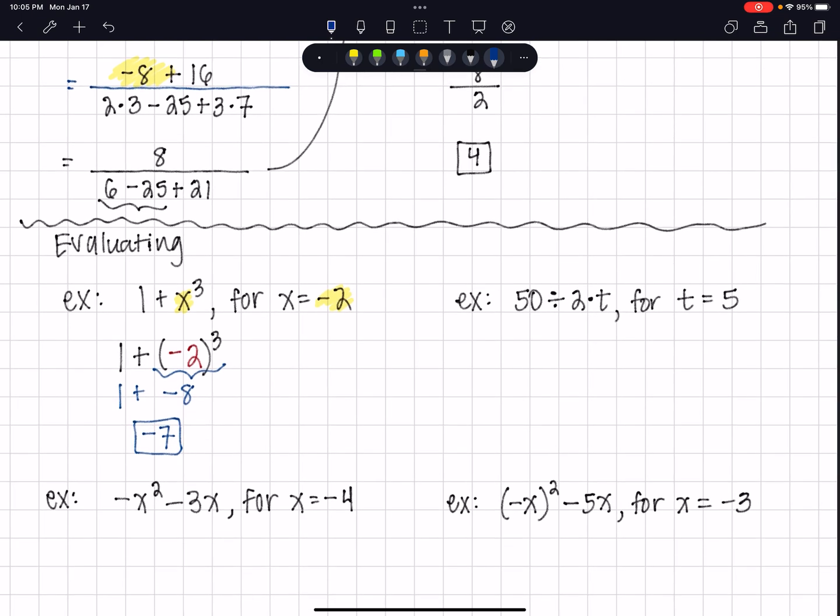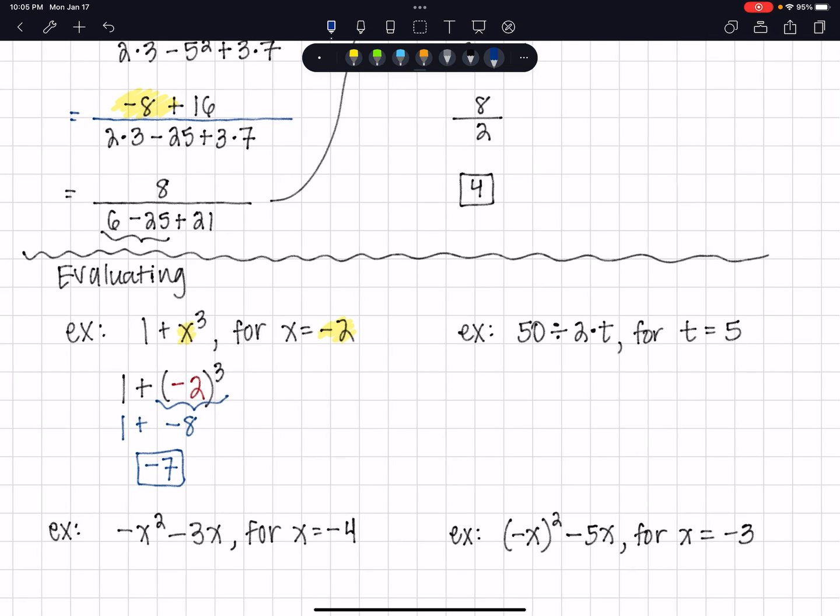Let's try another. We have 50 divided by 2 times t. Everywhere I see a t, I'm going to replace it with a 5. So I'm going to rewrite 50 divided by 2 times, and then I'm going to put parentheses in place of my variable. And inside those parentheses, I'm going to replace the variable with the numerical value that it's defined as, which in this case is 5.